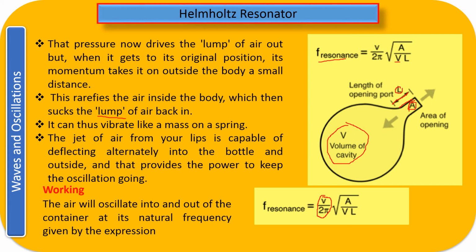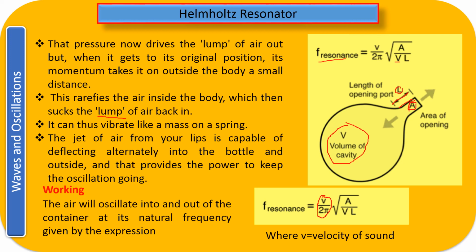If the volume of the cavity is more, then the resonance is going to be less. Similarly, if the length of the neck is more, then again the resonance is going to be less. So what we are saying is f_resonance is directly proportional to the square root of A upon VL, where the proportionality constant is v upon 2π, and v is the velocity of sound.